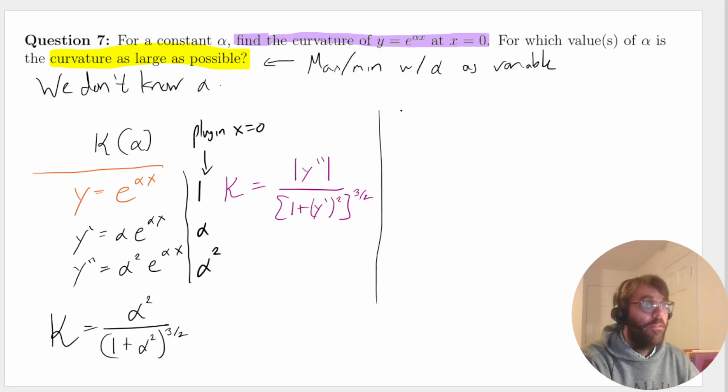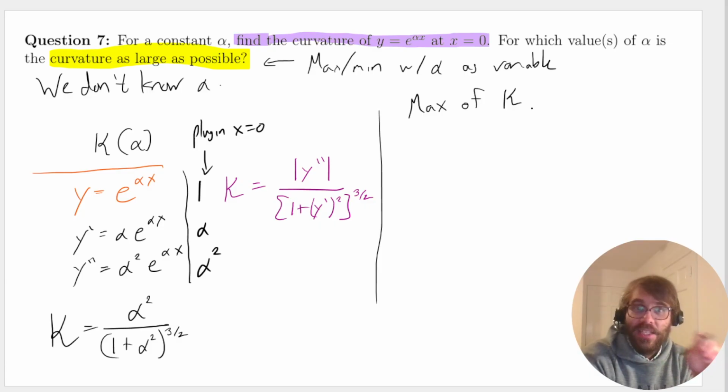But we want to find the maximum of kappa. We want to figure out which alpha, treating alpha now as an input, is going to maximize kappa. And that means we just go back to single variable calculus again, and you want to find kappa prime, the derivative of kappa with respect to alpha, in order to make this work out. Now, what is this derivative going to be? It's a little bit of a complicated derivative.